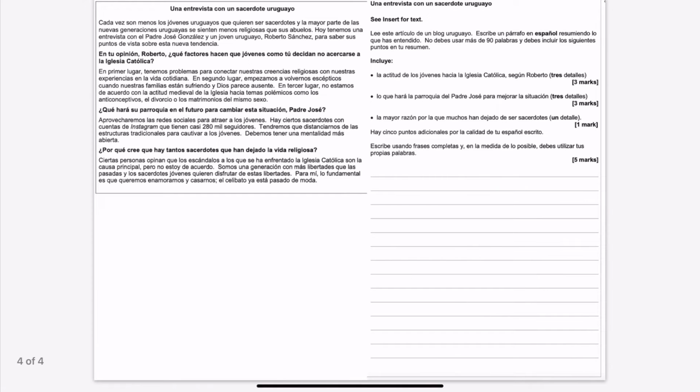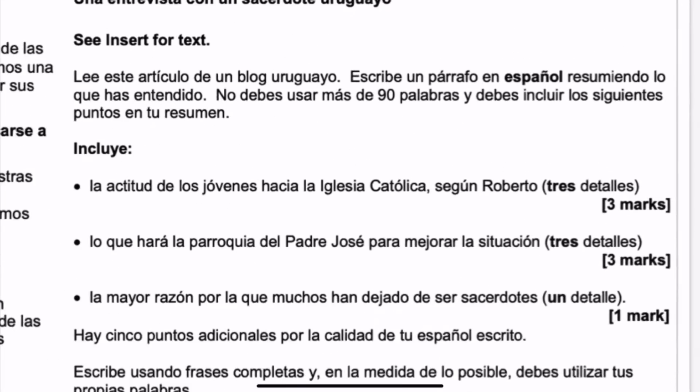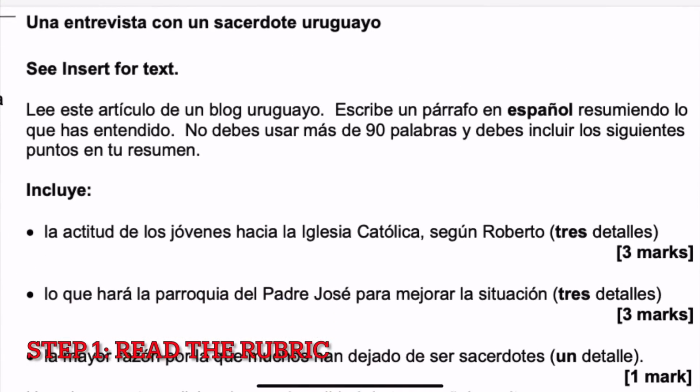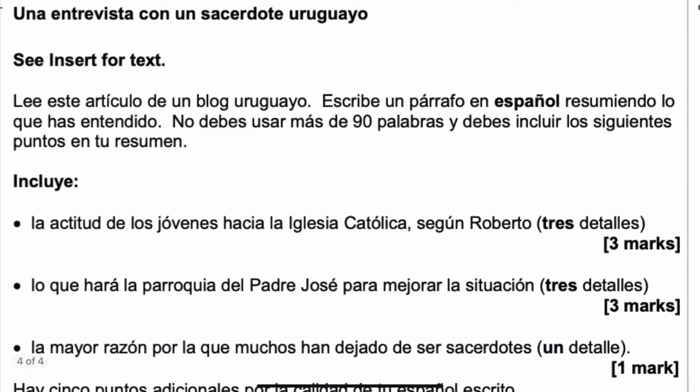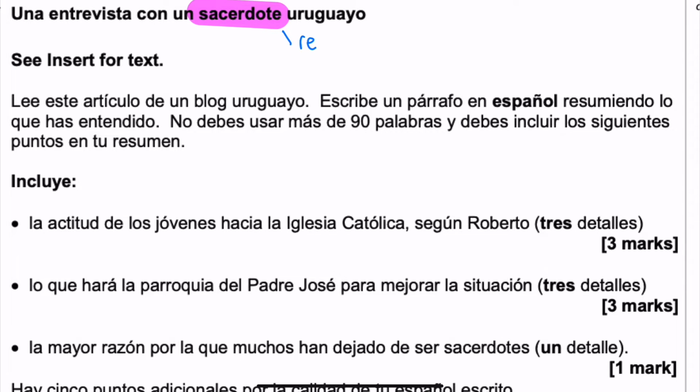So moving on. Here's an example from 2019, and I'm going to go through and do this with you. The first thing I'm going to do is look at the actual question. This would be in your exam paper itself, not the insert. So we've got "una entrevista con un sacerdote uruguayo", so an interview with a Uruguayan priest. What's important here is I've got sacerdote, and it's a priest, so I'm thinking the vocab's going to be religious. I think about church as well. So I'm thinking a lot of religious vocabulary perhaps.